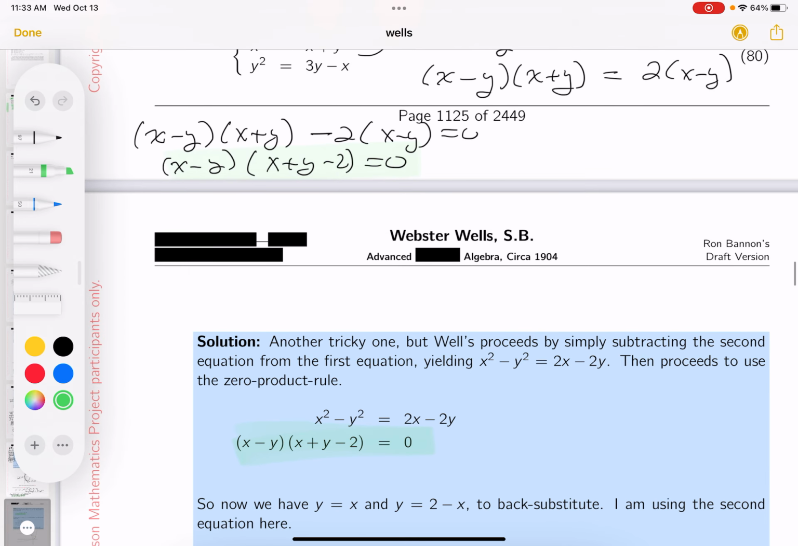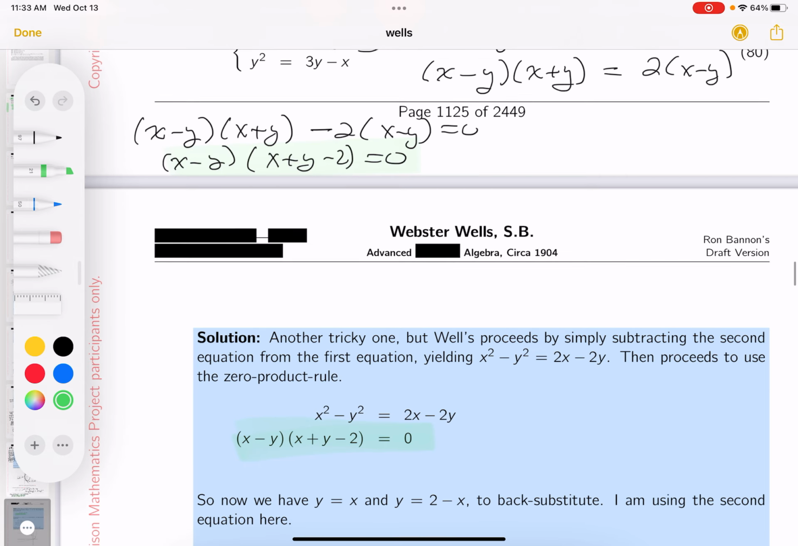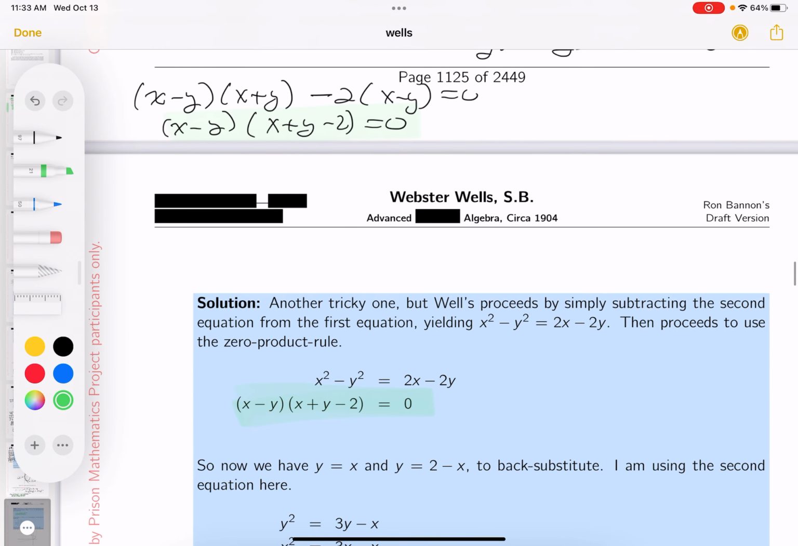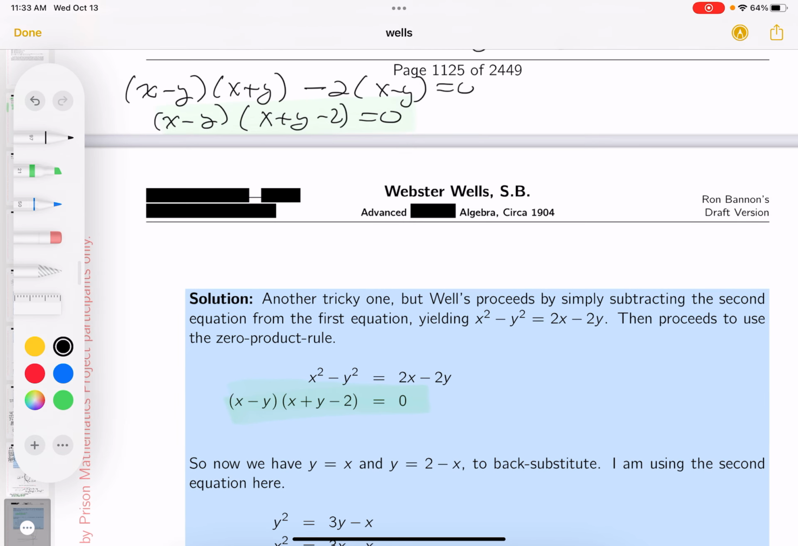I have a 0 product now, right? And that's a really important fact. But it's still going to require a substitution. Let me point out what I mean. We're looking at x minus y equals 0. The substitution would be x equals y. And the other one is more difficult, but I'll write it down for you. It's x plus y minus 2 equals 0.